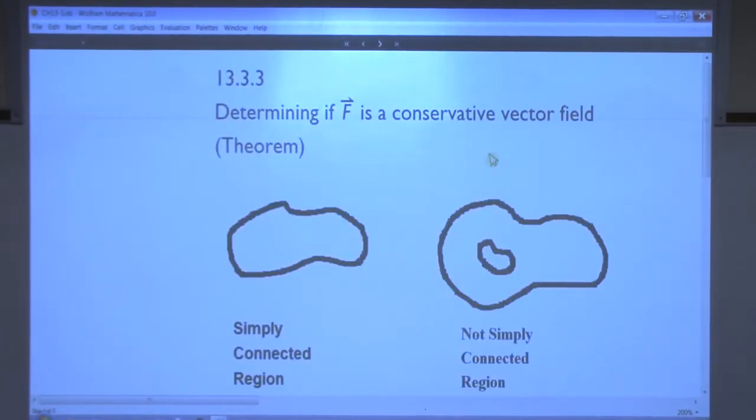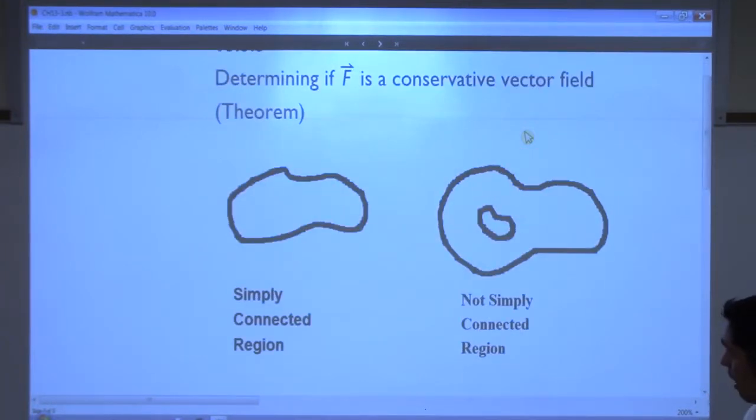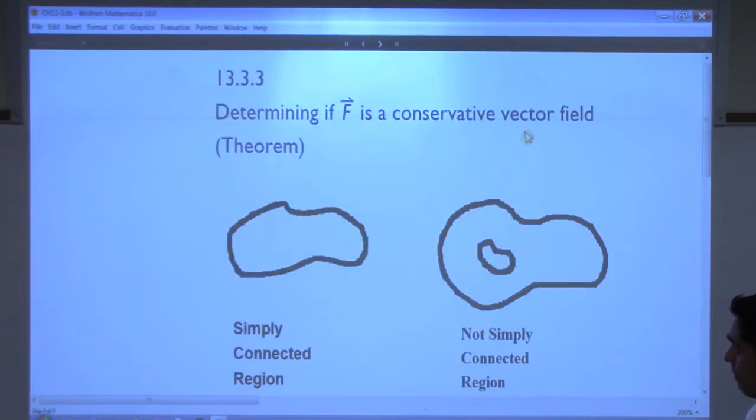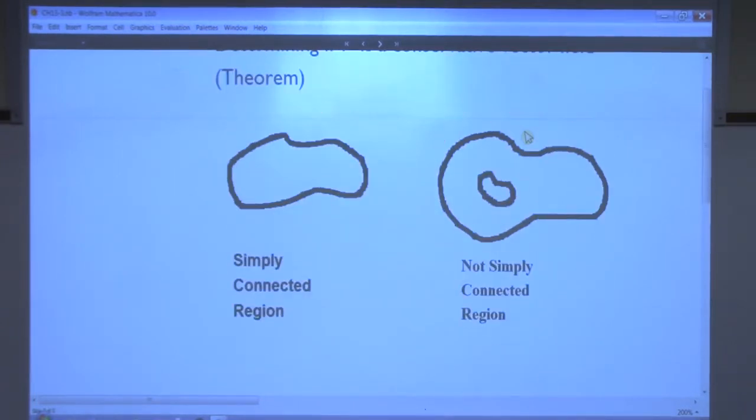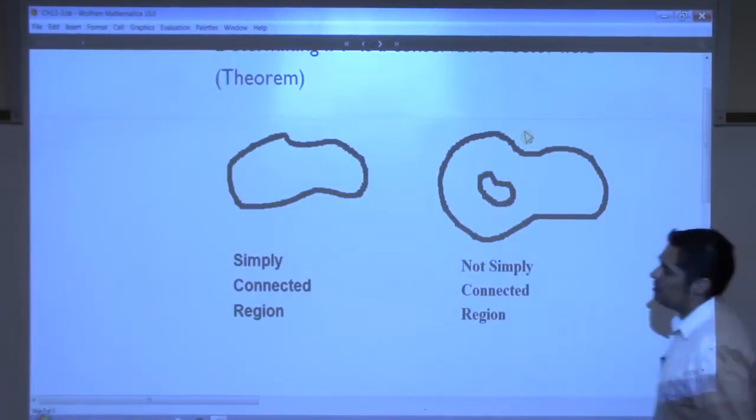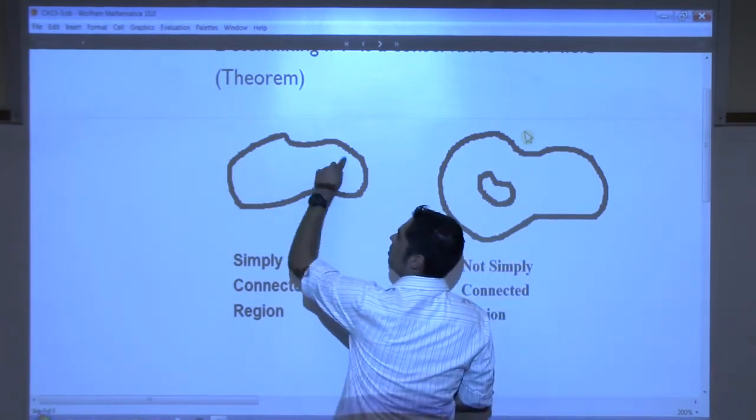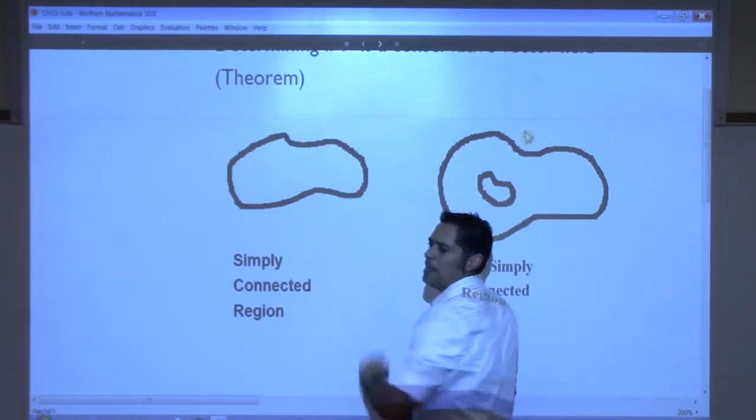All right, so this is the big question: how do we determine if a vector field is conservative? Before we can do it, we need to distinguish some things because it doesn't always hold. We have to have what's called a simply connected region. Look at this right here. See this region enclosed by this curve? We call that simply connected.